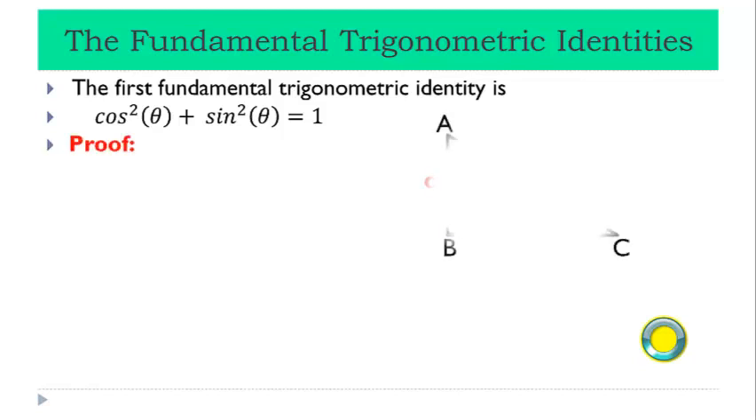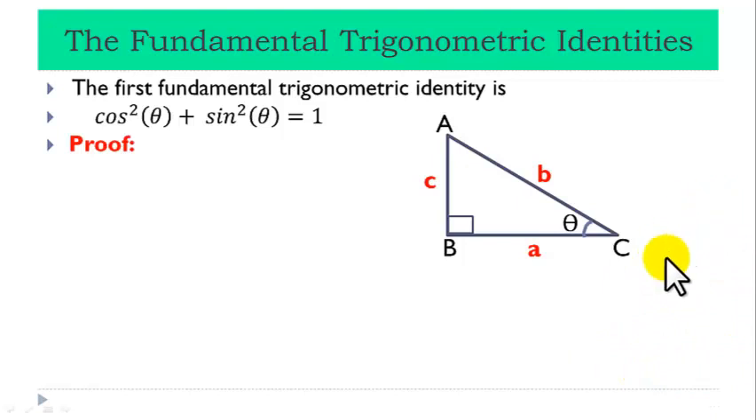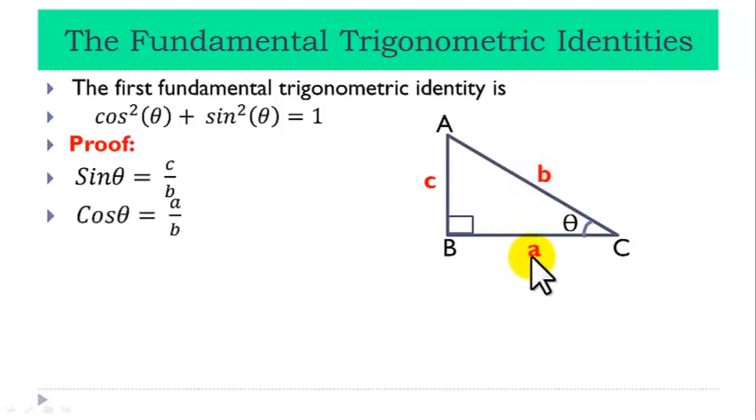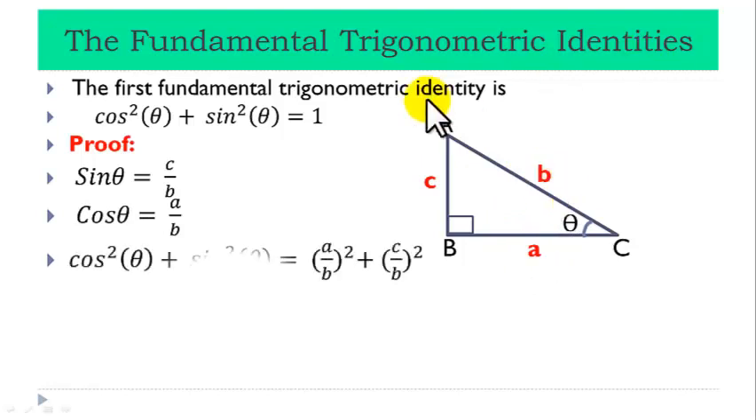Proof. Draw a right angle triangle ABC with angle ACB equal to theta. The opposite side AB equals C, the adjacent side BC is A, and the hypotenuse side AC is B. By definition, sin theta is equal to C over B, that is opposite over hypotenuse, and cos theta is A over B, adjacent over hypotenuse. Then cos squared theta plus sin squared theta is equal to A over B squared plus C over B squared.